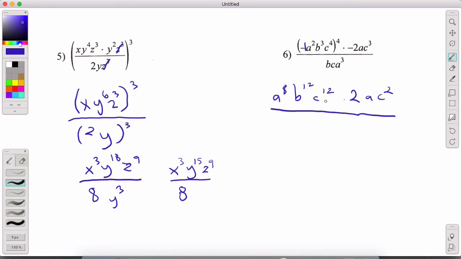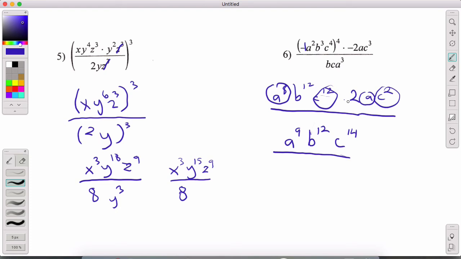And now before I do any more with any parts of the problem, let's see what we can combine. We have our a's. That gives us a to the 9th. We have b. And we have 2 terms with c's. And we also have the whole number 2. In our denominator, we have a, b, c, a to the 3rd.